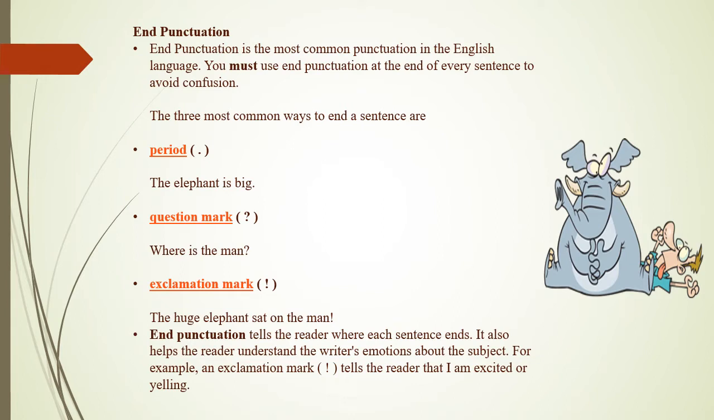Punctuation tells the reader where each sentence ends. It also helps the reader understand the writer's emotions about the subject. For example, an exclamation mark tells the reader that I am excited or yelling. It is so obvious. If I was reading the sentence and at the end of the sentence I said oops, you can understand what the man who's under the elephant can feel. So for such an expression, we are using the exclamation mark.